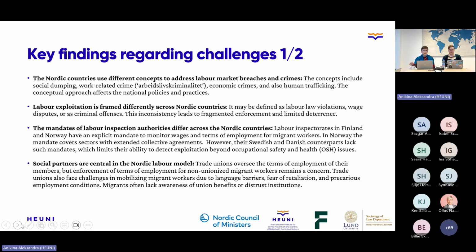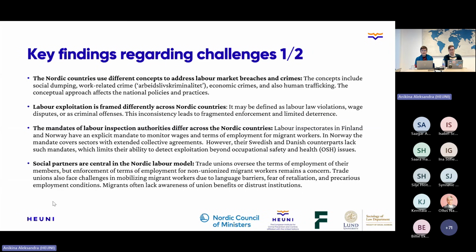If we then look at the key findings in terms of the challenges we've seen in the Nordic region, there are a variety of concepts to address labor market breaches and crimes. And these include questions such as social dumping and work-related crime, which originated in Norway, arbetslivskriminalitet. We also see a focus on economic crimes and also the framework of human trafficking. And depending on what framework is used at the national level, this of course then also affects the national policies and then subsequently also the national practices. And there are key differences in the Nordic countries.